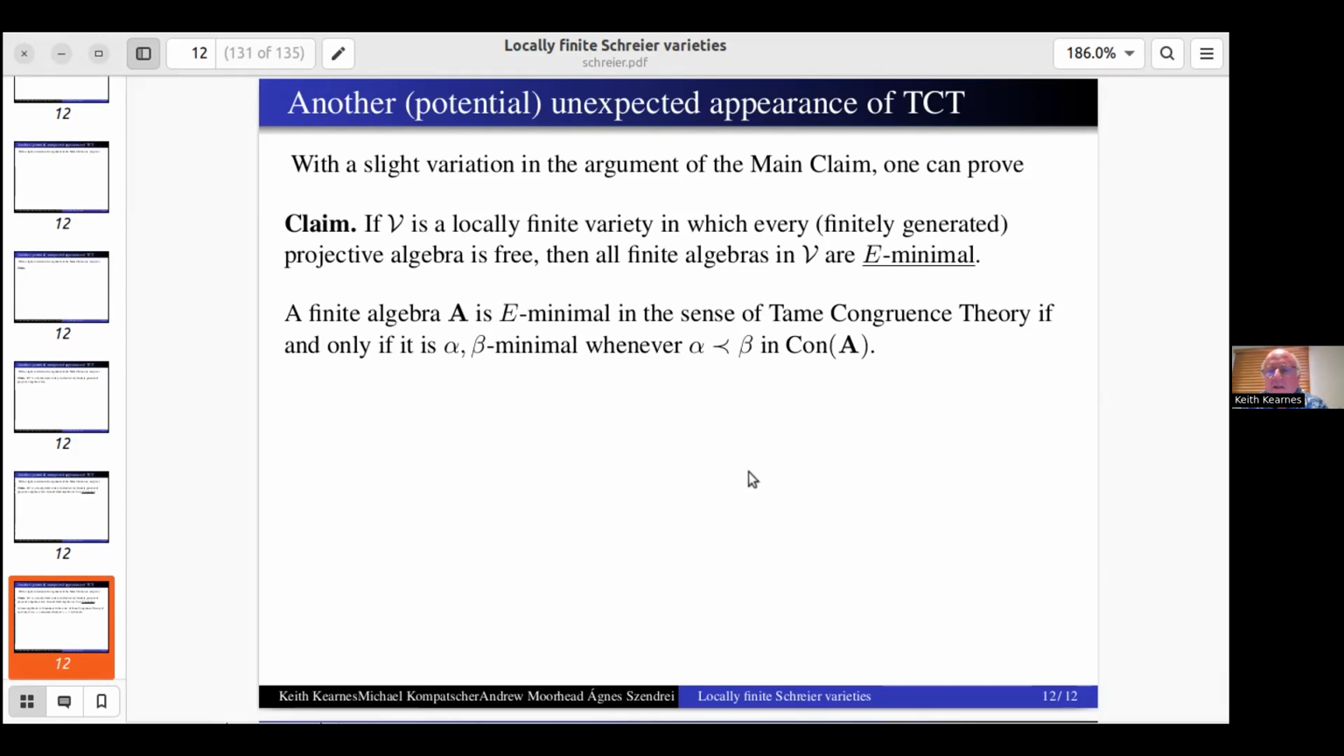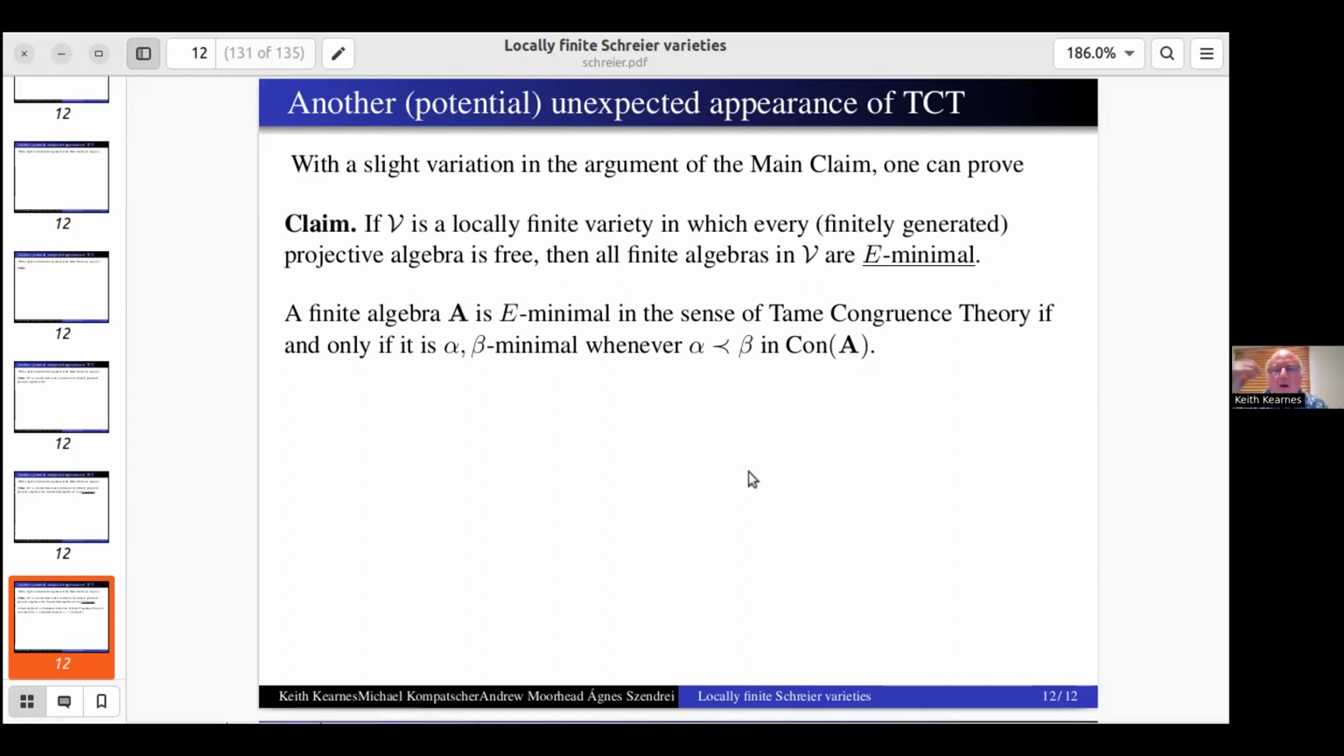This idea of minimality can be relativized to two congruences, alpha and beta, with alpha less than beta. And if you say it's minimal for all alpha, beta with alpha less than beta, that's equivalent to saying 0,1 minimal. So the minimal algebras we discussed before are alpha beta minimal for every alpha and beta where alpha is less than beta. But for the E-minimal case, we only consider the alpha, beta where alpha is covered by beta. So that's a weaker restriction, and it means the class of E-minimal algebras is more general. So this is a more general theorem.